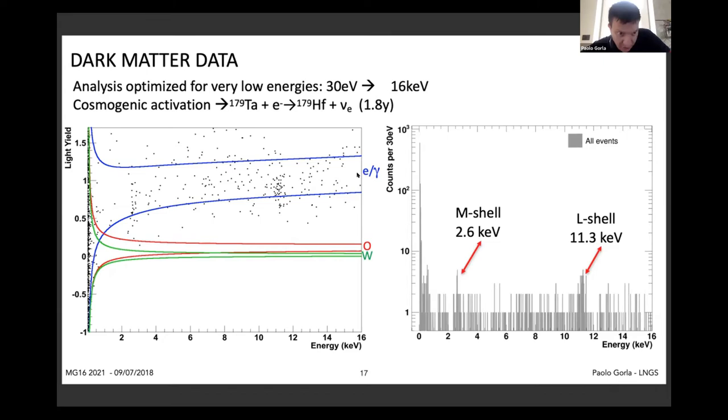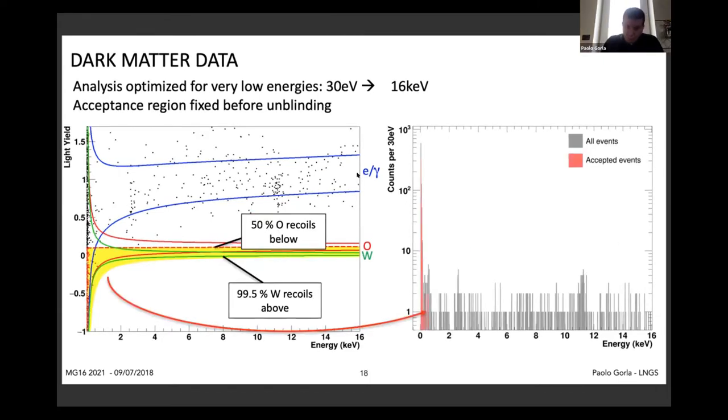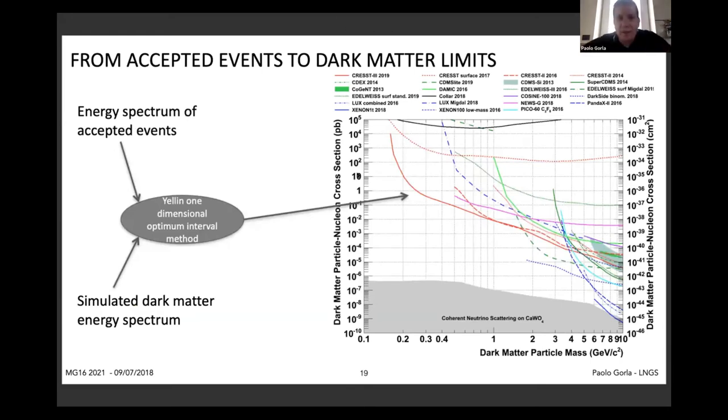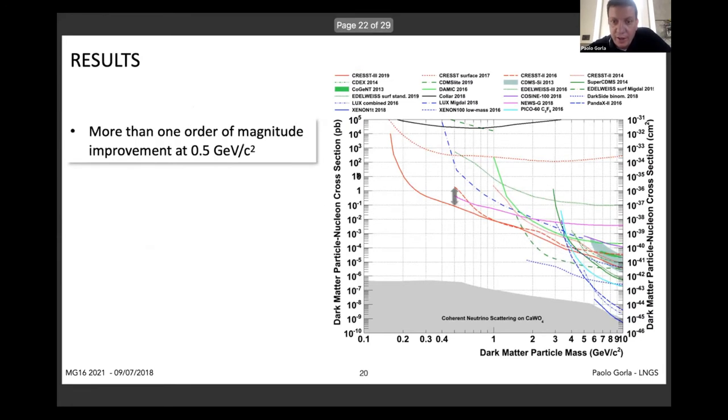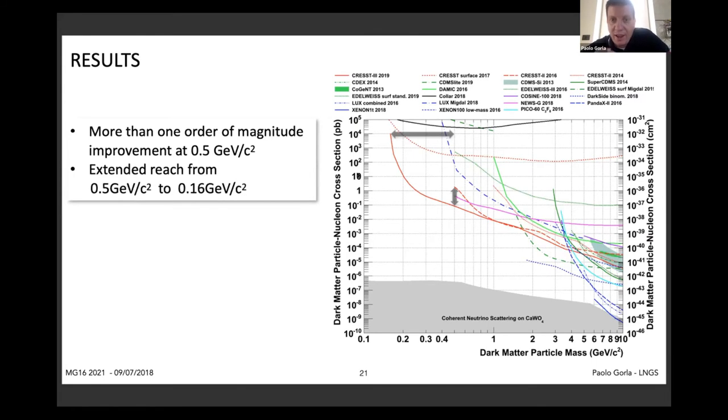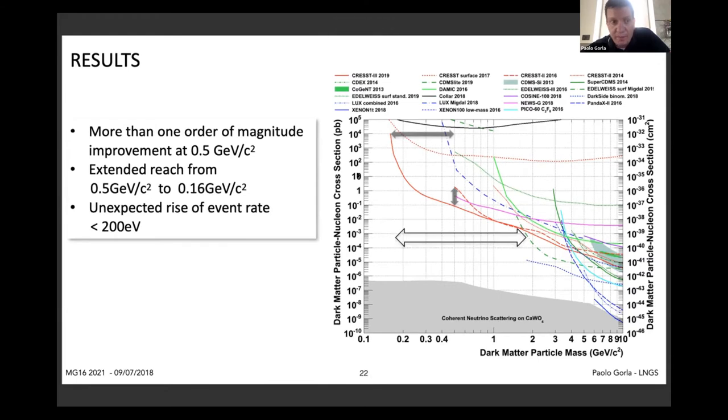So once you have done all of this, you can look into the region of interest, which is set between the 50% of the oxygen band down to the 99% of the tungsten band, and then you can select the events that get into this acceptance region. And once you've done this, you can extract a dark matter limit. This was done with the Yellin one-dimensional method, and you end up with this exclusion plot. So what you get here is an improvement with respect to the previous CRESST result at about 0.5 GeV of some one order of magnitude. And also we extended the range of exploration in the parameter space as low as 160 MeV.